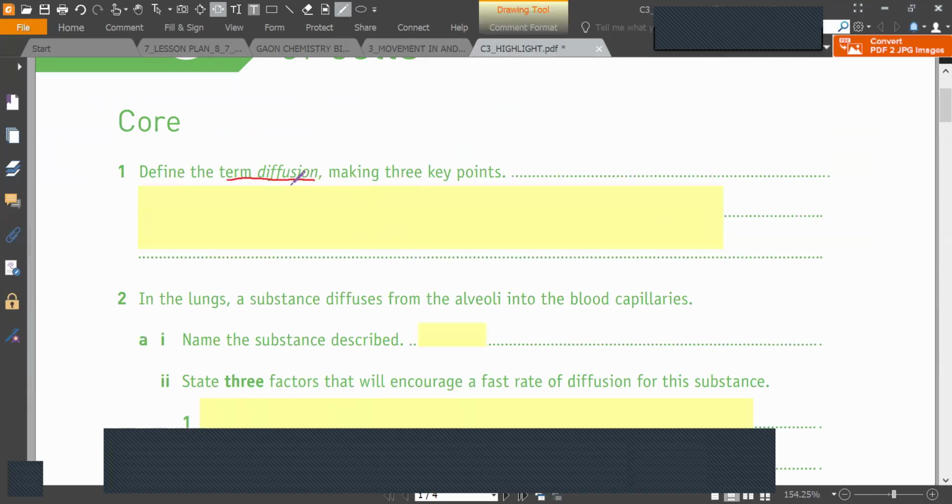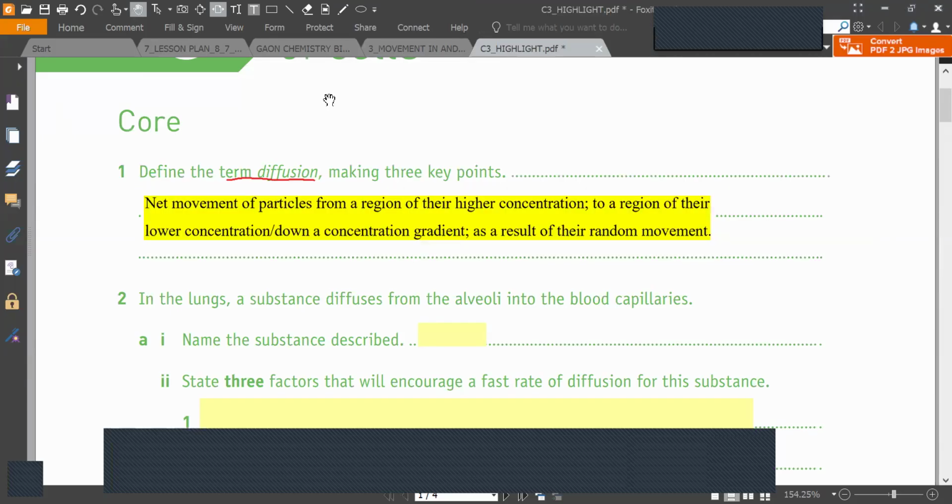What it means by diffusion, give 3 key points. We remember that. So, net movement of particles from a region of higher concentration to a region of lower concentration. Basically it's going down a concentration gradient as a result of the random movements of the particles. We can see here no mention about cell membrane, so it does not require a cell membrane. Whether cell membrane is there or not, diffusion can happen.